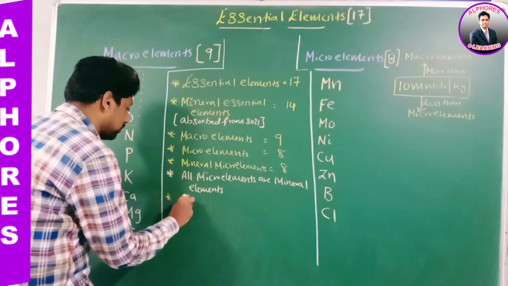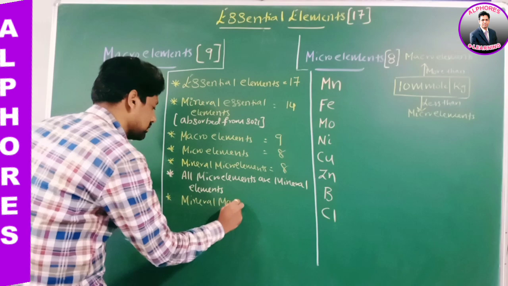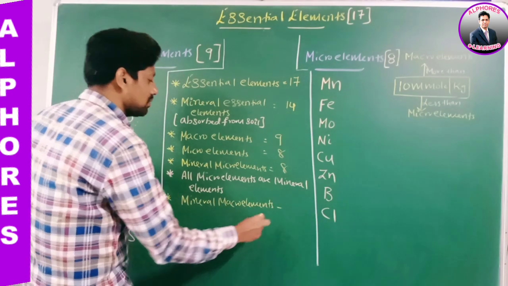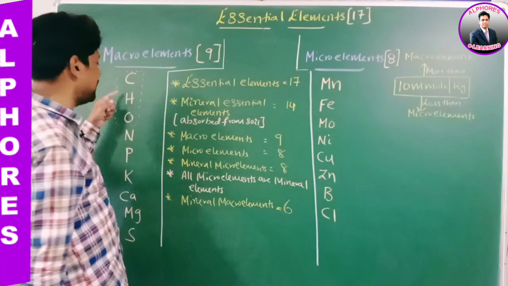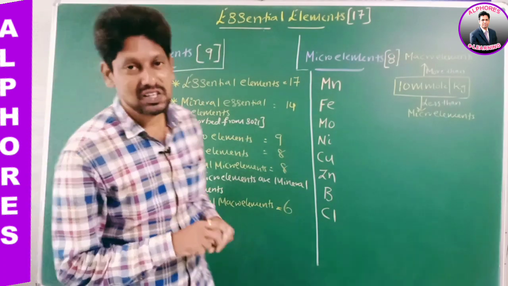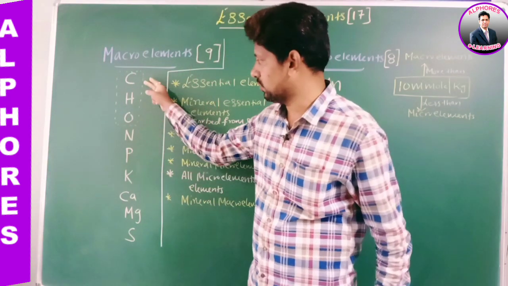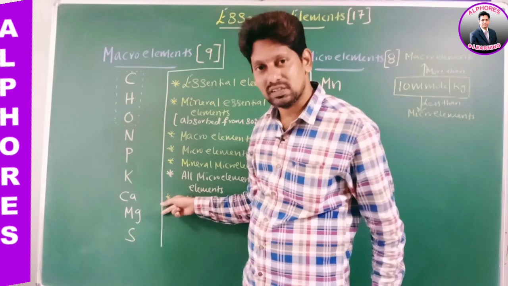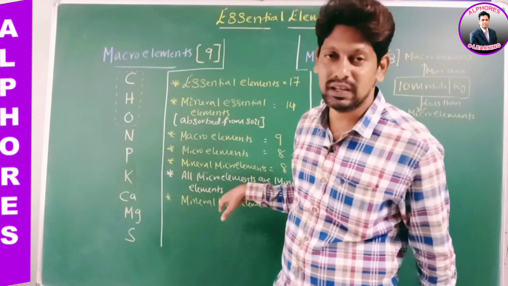Mineral macro elements. Sir, mineral macro elements, how many? 6. Because carbon, hydrogen and oxygen are not absorbed from the soil. Therefore, leaving these three, the rest are 6. These 6 macro elements are what, sir? Mineral macro elements.